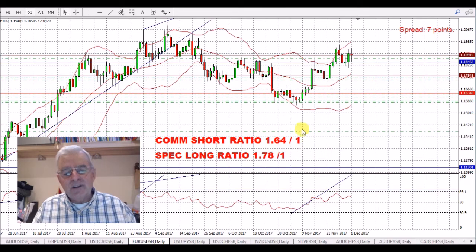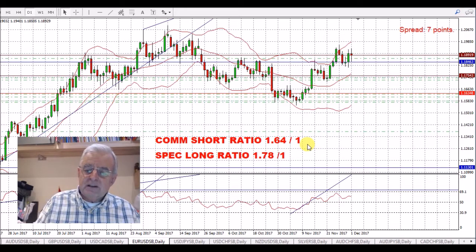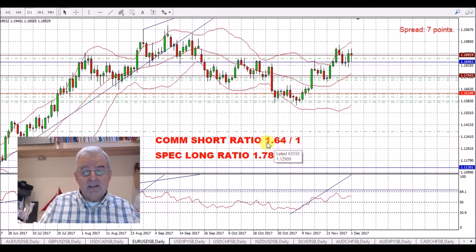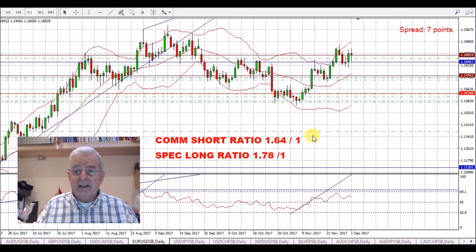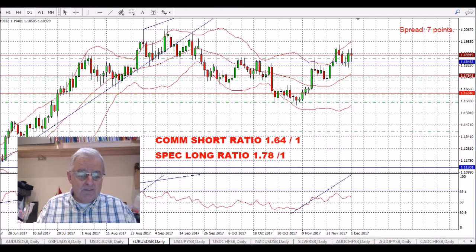In context, you have to look at that. It is an extreme position. The commercials have been bullish the euro for, you know, a long time. So to get that sort of ratio short is really quite heavy. We're at fairly stiff resistance support at the moment. We're about bang on it, and I'm expecting this to fade next week and come back down. We'll see where that goes.